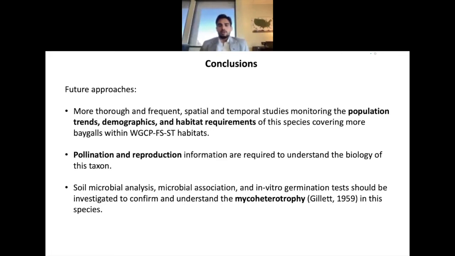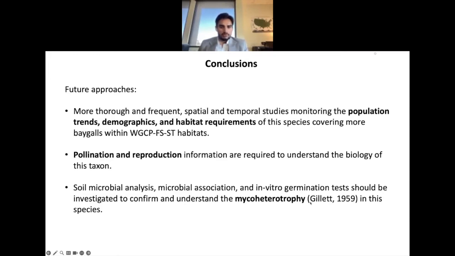within these imperiled habitats. And we do not know much about pollination and reproduction of this plant, so it is a must to study the biology of this taxon. And very importantly, the soil microbial analysis. This plant has a minimal root system, which is thought to require some microbial associations that may govern the distribution of this species. So this is a very important aspect to study.